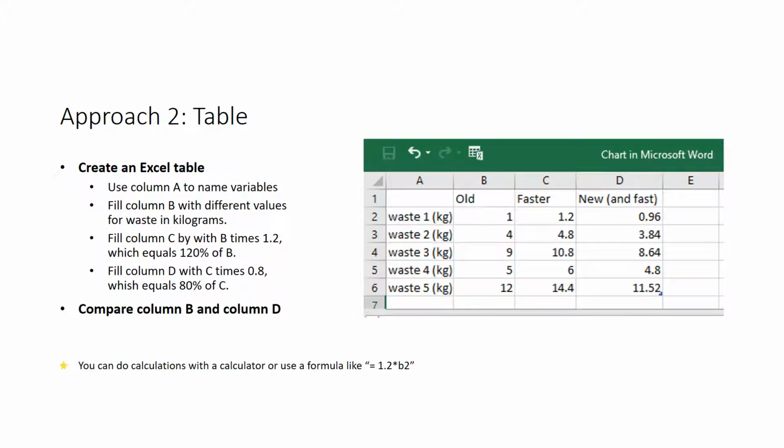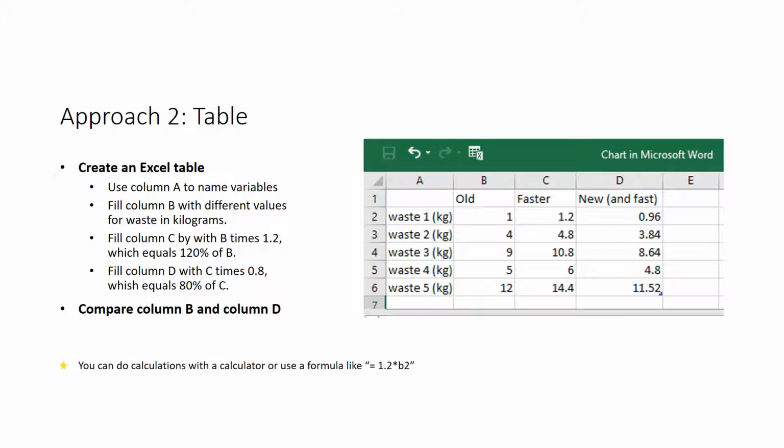My second approach was to use a table. You can calculate by hand or use Excel formulas. In Excel, I used column A and row 1 to name my variables in units. Next, I filled column B with different values for waste in kilograms. It was important here to be sure not to use negative numbers, as you cannot have negative waste. That would mean that the mill process was creating new tree fiber, which is impossible.